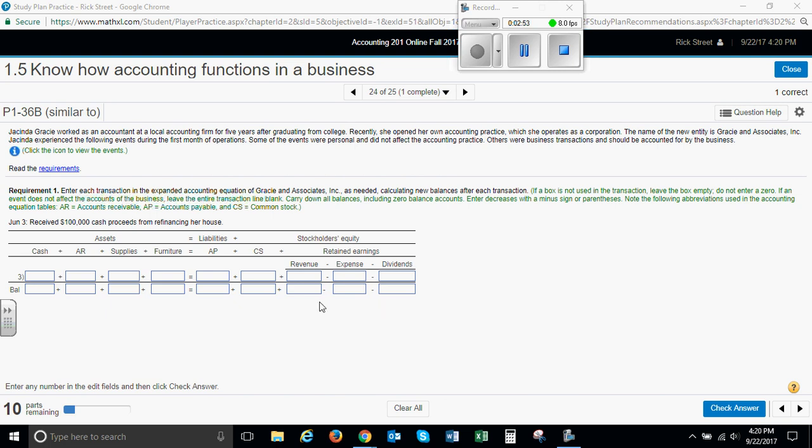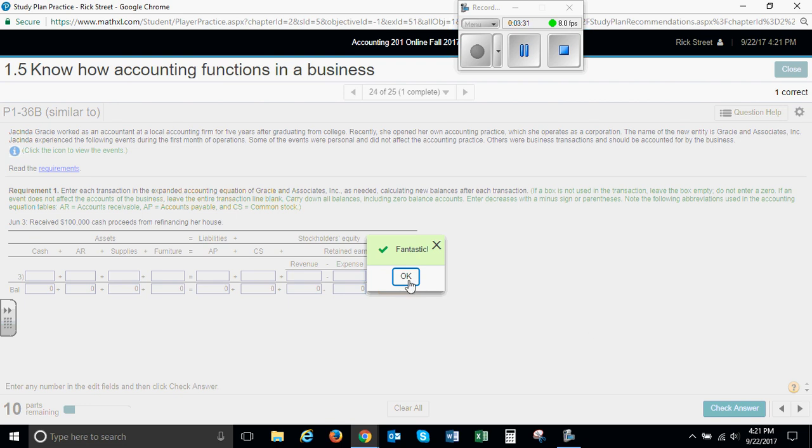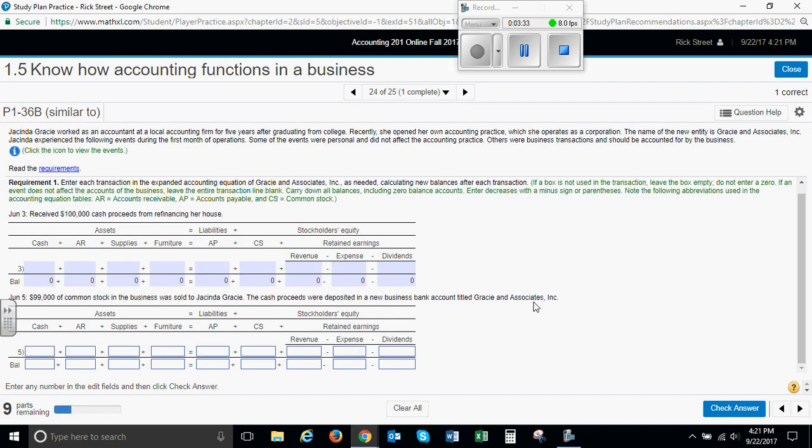system. So in this first case here, we received $1,000 cash proceeds from refinancing her house. She refinanced her house, that's a personal asset, and she received $100,000 cash, but this is her business, so she didn't receive anything. So we leave all these blank. This is not a transaction for the business, and we enter the balances. And all of our balances are zero, and this is what we do to keep our system in balance. Now you leave these blank, and then we just enter zeros here, and then we can check our answer, and we did fantastic.